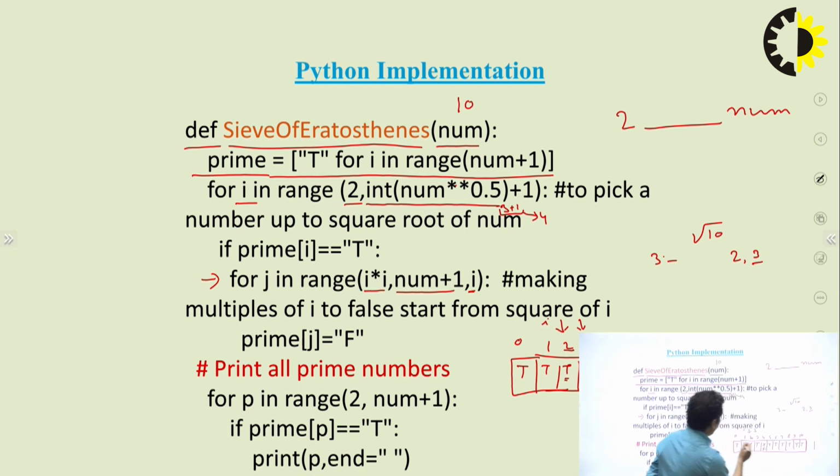Incrementing by i, which is 2, so 4 plus 2 equals 6, make it false. Now 8, make it false. Now make it false up to the last.